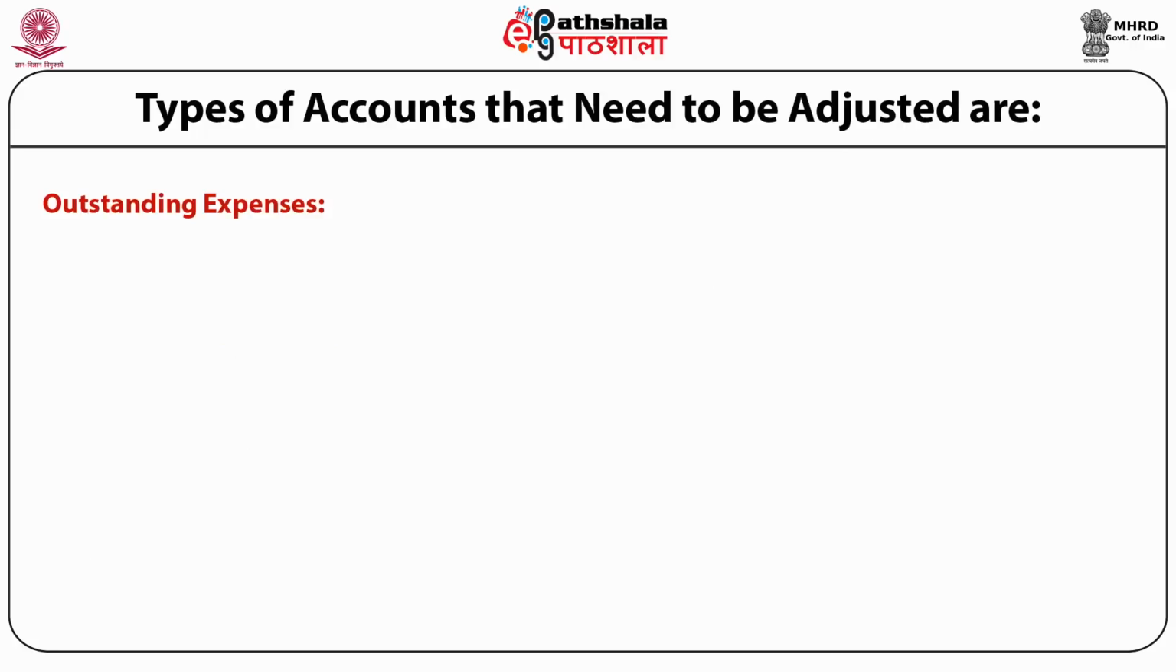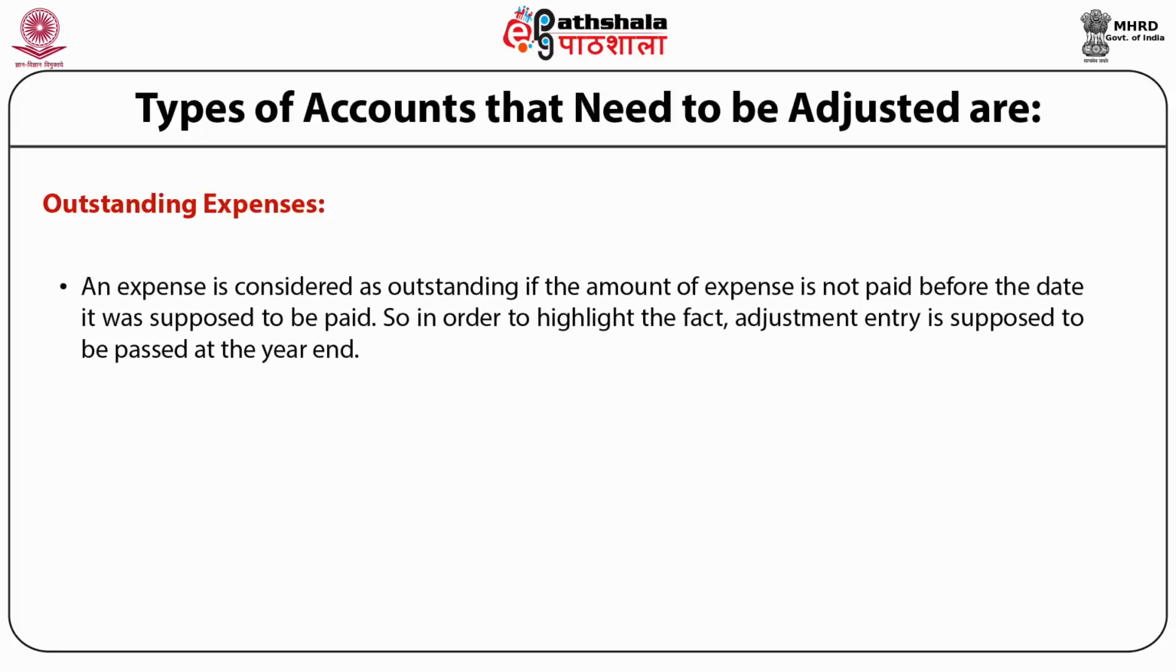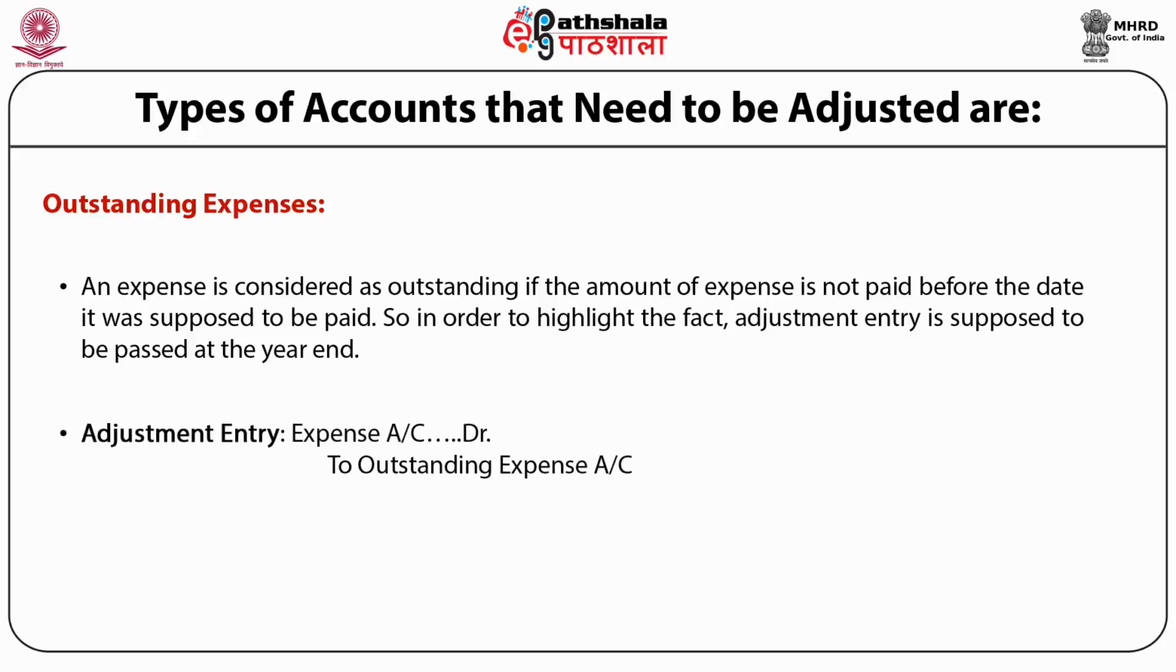Outstanding expenses. An expense is considered as outstanding if the amount of the expense is not paid before the date it was supposed to be paid. So in order to highlight the fact, an adjustment entry is supposed to be passed at the end of the year. The adjustment entry will be expenses account debited to outstanding expenses account. For example, if the outstanding expense is wages, the entry will be wages account debited to outstanding wages account.